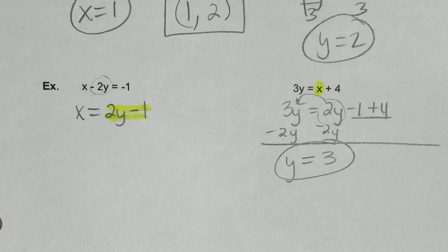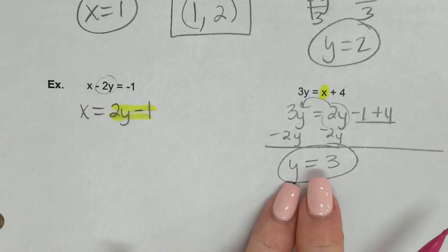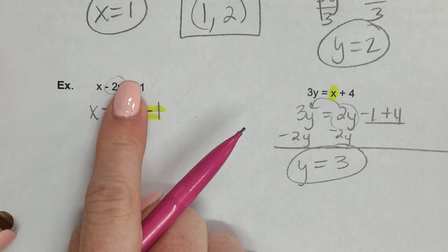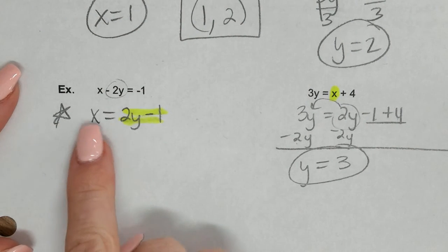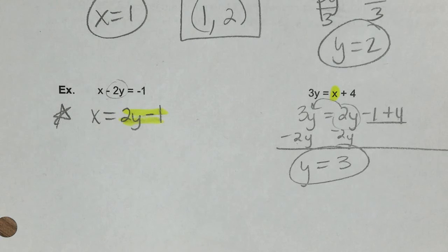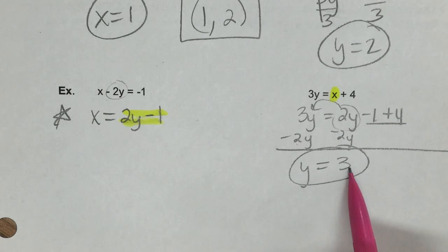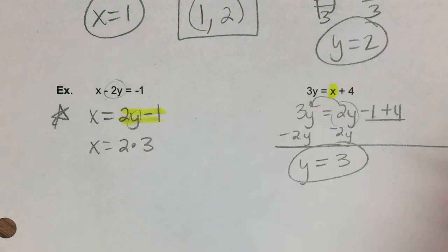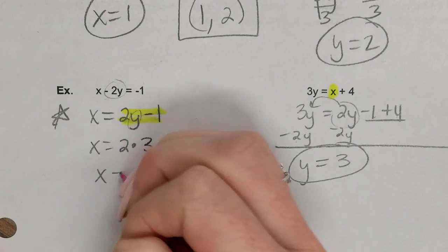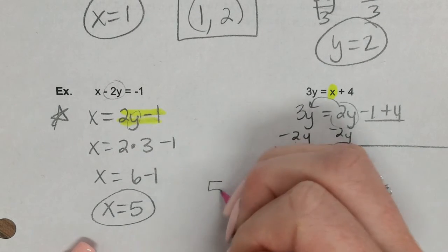Now, I want y'all to listen because I want to make your life easier. You now have y. You can go plug in y in this equation and solve, or you can plug it in this equation. This is going to be the easier one because you already have x equals. Do you see what I'm saying? Don't make life harder for yourself. You can do it up here, but you're just going to have to move stuff around more. So I want to go plug in 3 for this y right here. So x equals 2 times 3 minus 1. So x equals 6 minus 1, which is 5. 5 comma 3.